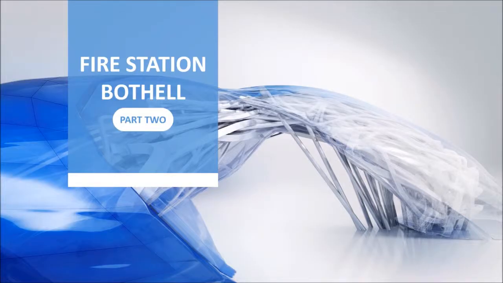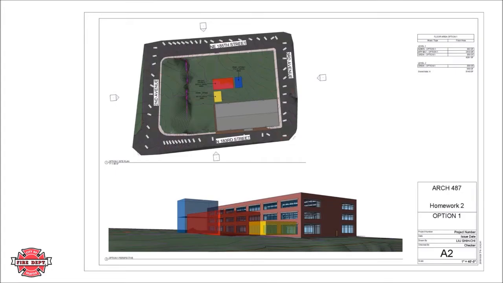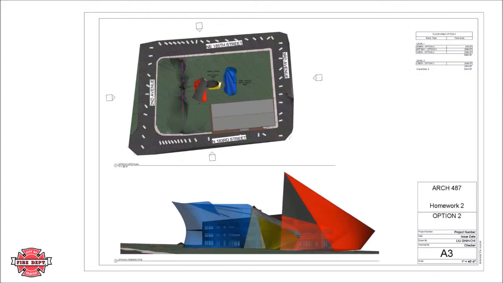And for the second part, I would like to introduce our design project of fire station in the Bethel neighborhood. The building is composed by the 3 programs as apparatus bay, an administration area, and the crew area. The program of Revit is adopted for the entire design process. As you can see, we have generated 2 design options, and we have adopted the first one to continue the study.